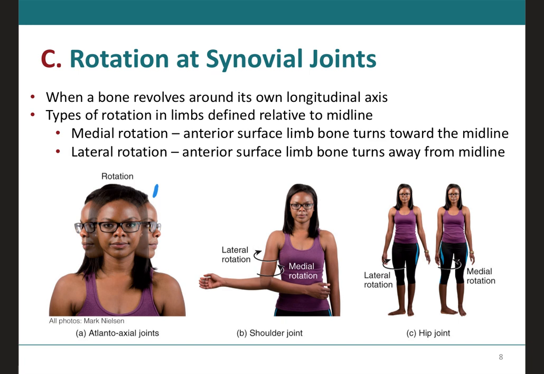So on the middle one, where we're moving at the joint, you can see how the elbow is not being moved at all. You're going to have a medial rotation towards the midline and a lateral rotation away from the midline. Same thing for the hip joint. If you're talking about the hip joint, you're going to be moving your hip towards the midline. That would be medial rotation. Away from the midline would be lateral rotation.